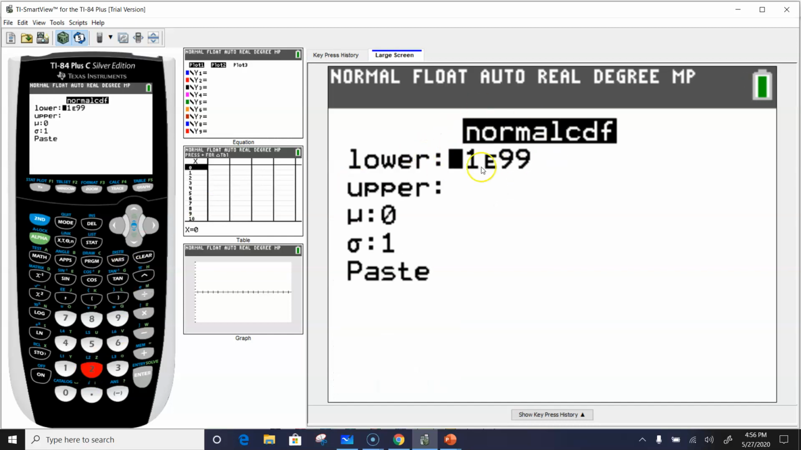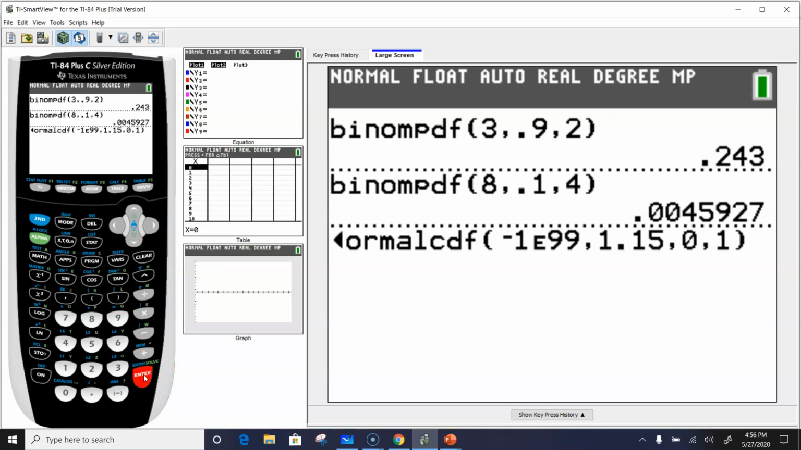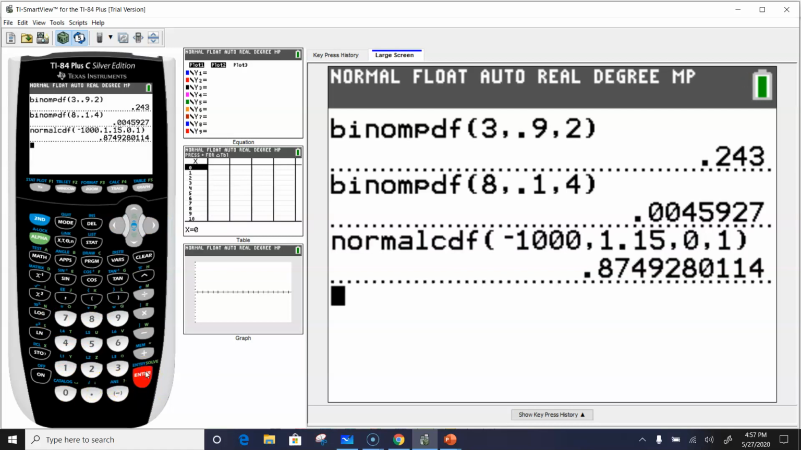And look, they do allow me to put in negative infinity there. It starts off with that. My upper limit is 1.15. And again, don't panic if you don't get a screen that is set up like this. I'll show you what you ought to do. So if your screen just looks like this, normal CDF, again, don't panic if you don't know how to find that negative 1e to the 99. Just put a big number, a big negative number in there, right? How about negative 1,000? That should work. Okay, and I find that it's 0.8749.